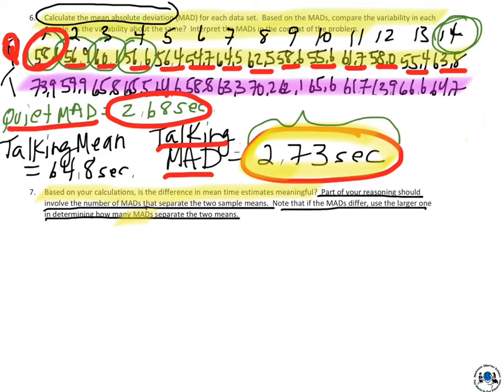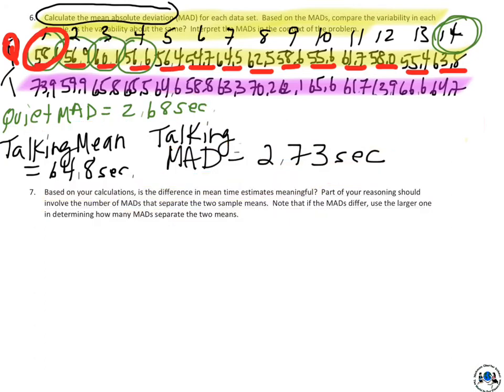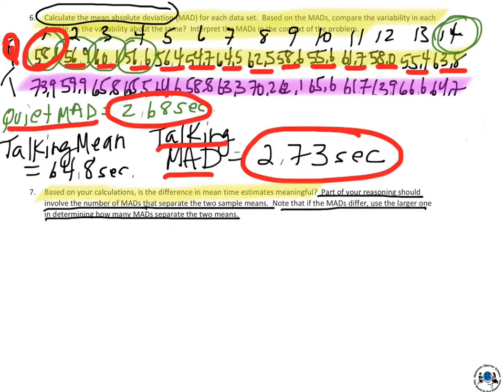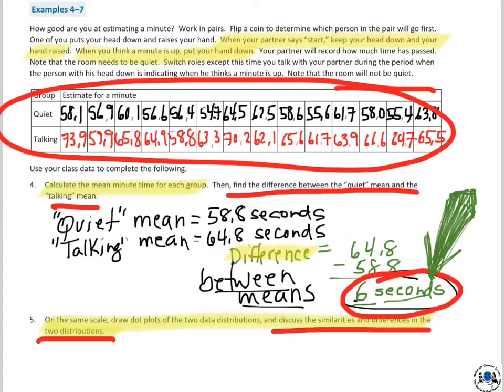So anyway, what we're going to do here is use our calculations to find out if the difference in the mean time estimates is meaningful. Because we had a difference of 6 seconds. Let's go ahead and look back here. We know that there was a difference between means of 6 seconds.